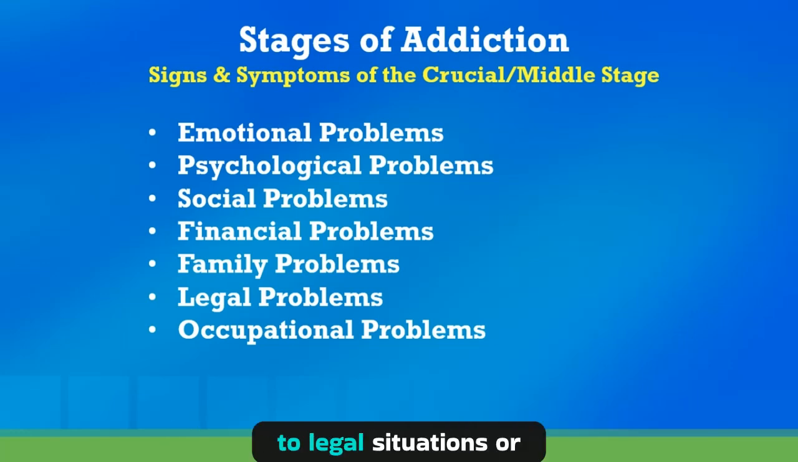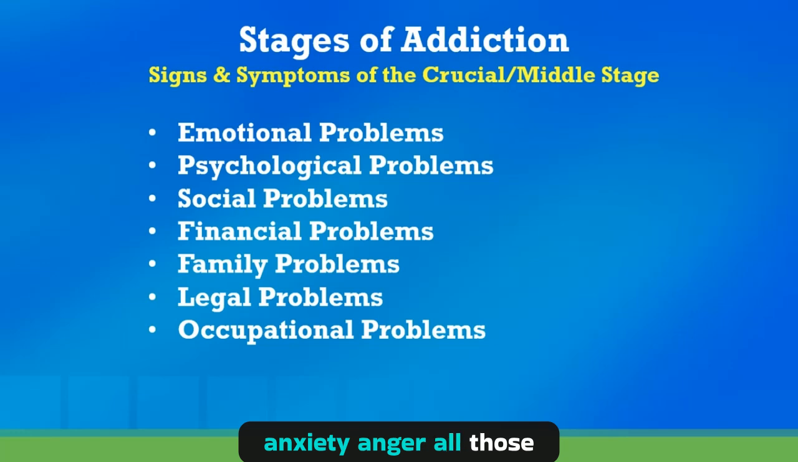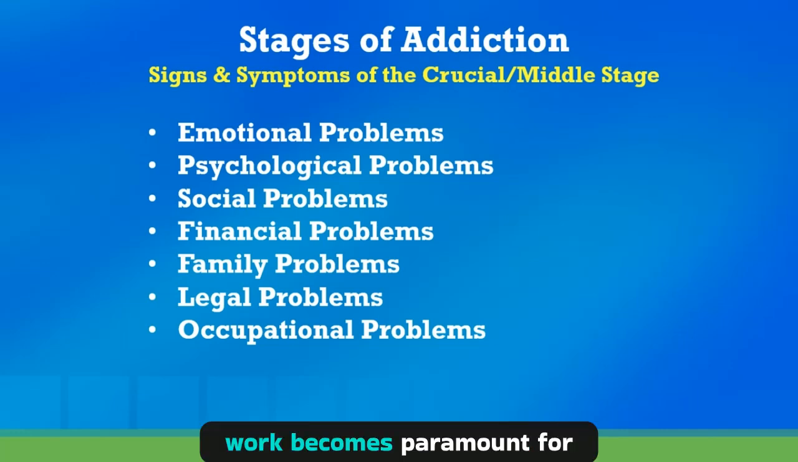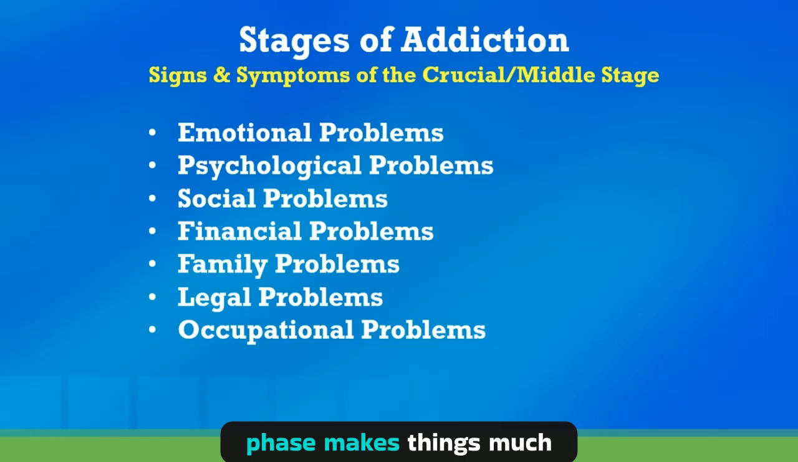Financial problems related to legal situations or spending too much money or blowing the payroll check before making it home. Emotional problems, depression, anxiety, anger, all those kind of things can flare up. Of course, the legal troubles involved with domestic disputes and driving while intoxicated, or fights at the bar or the gambling casino, or being arrested for soliciting a prostitute if it's a sex addiction. Occupational problems, of course, those are always the last ones to show up, because if I don't have my job, I can't afford to continue my habit. So hiding it at work becomes paramount for a lot of different reasons. But you know that we're in the middle phase when psychosocial functioning becomes impaired. They call this the crucial phase because passing over into the chronic phase makes things much more difficult.